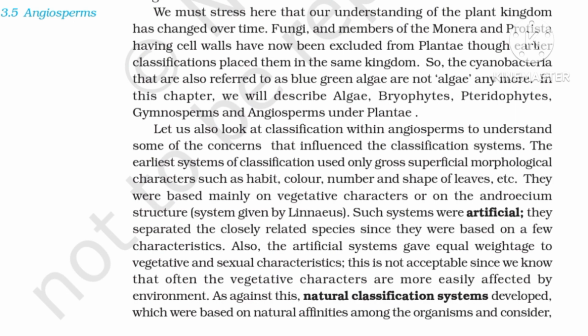In this chapter, we will describe algae, bryophyte, pteridophyte, gymnosperm and angiosperm under Plantae. Let us also look at classification within angiosperm to understand some of the concerns that influence the classification system.